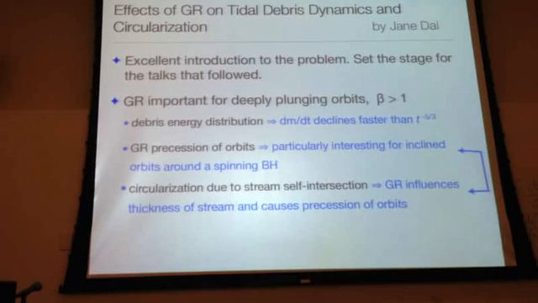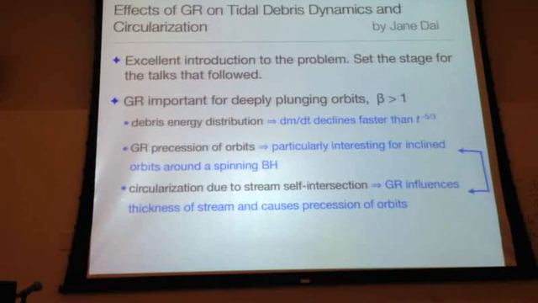There was a substantial difference between the relativistic and the non-relativistic, Newtonian results, and that actually led Chuck Evans to ask, what is the big difference? And I think that discussion did not resolve the question adequately. Another major effect caused by GR is the precession of the orbits, and this is particularly interesting for inclined orbits around a spinning black hole. The precession can throw the debris out of the orbital plane, and that is interesting because it influences circularization.